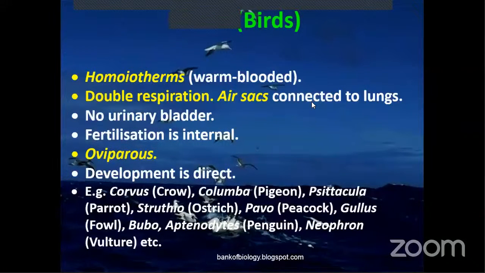Double respiration, one by air sacs, one by air sacs connected to lungs. Then no urinary bladder, because if the urine is collected, then extra weight is there, so no urinary bladder. Fertilization is internal. Remember this. Oviparous, that means they lay eggs. Development is direct.